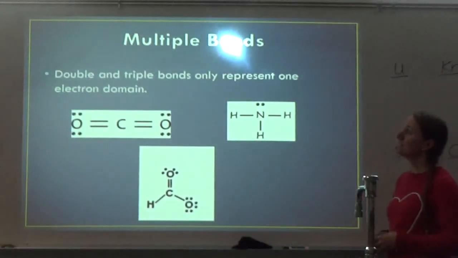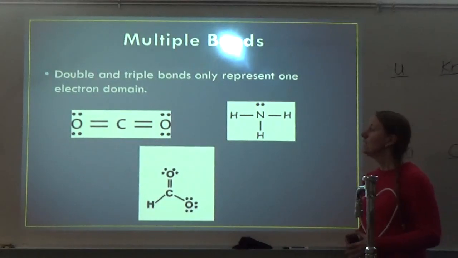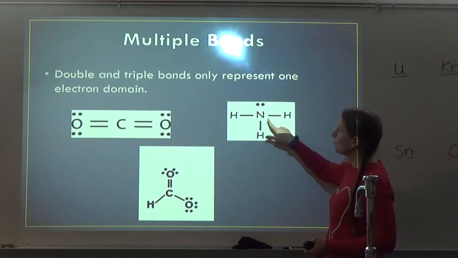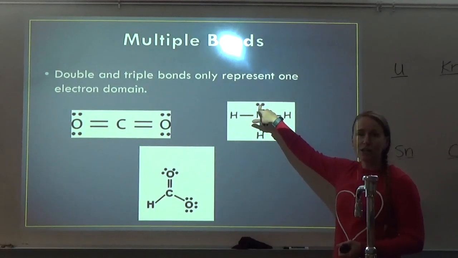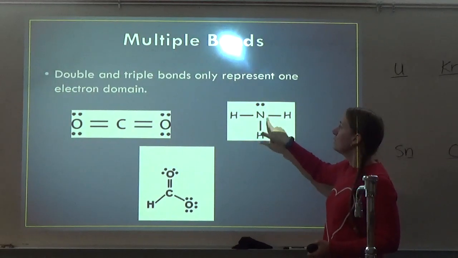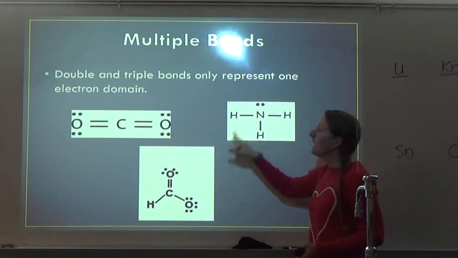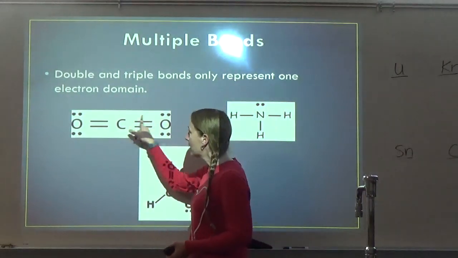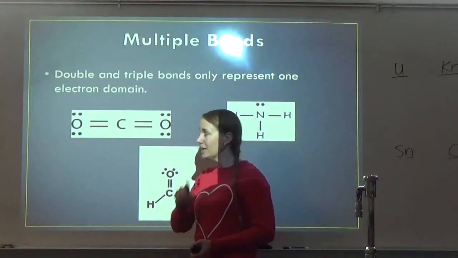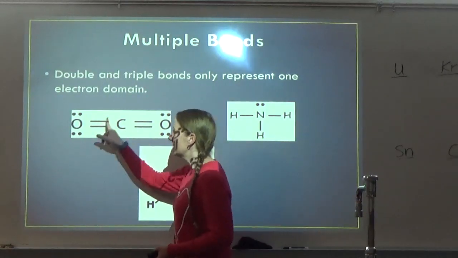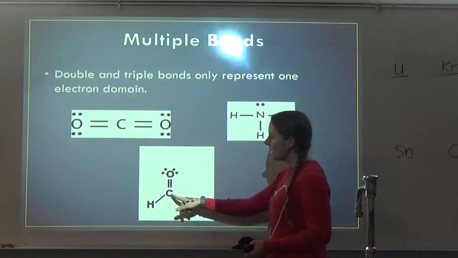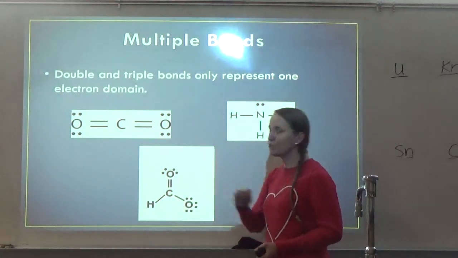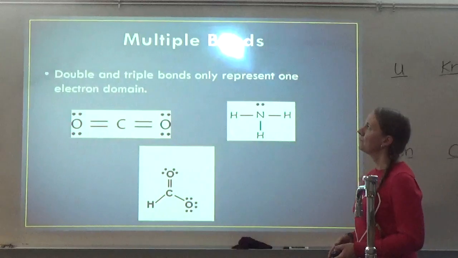Double and triple bonds only represent one domain. So if I said, how many domains surround nitrogen? There's 3 bonding domains and 1 lone pair domain. So it's surrounded by 4 domains. However, if I ask how many domains are around carbon, a double bond only counts as 1 domain. So there are 2 domains around carbon. Okay, if I ask how many domains around carbon here, there's 1, 2, 3 domains around carbon, just like that.